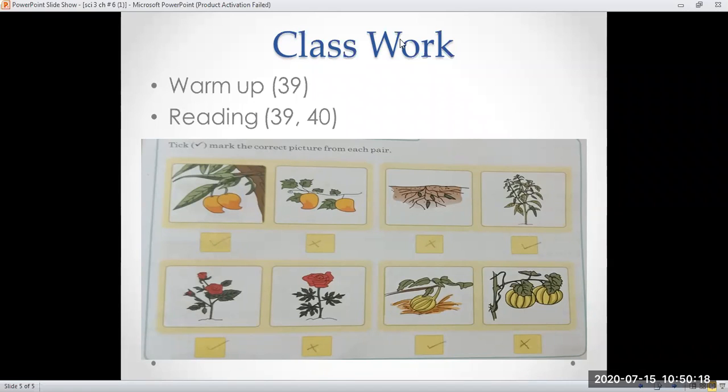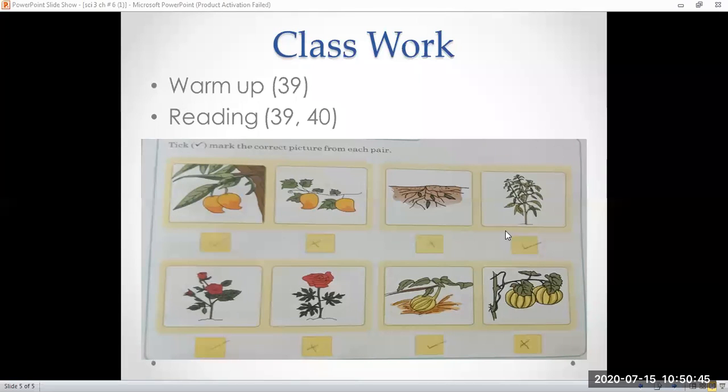On the other hand, the second picture, the picture of the leaves, as you all know, leaves grow on the shoot system, not on the roots. So this picture is wrong and this picture is correct. Leaves always grow on the shoot system. Shoot system is that system where the parts of the plant will grow above the soil.